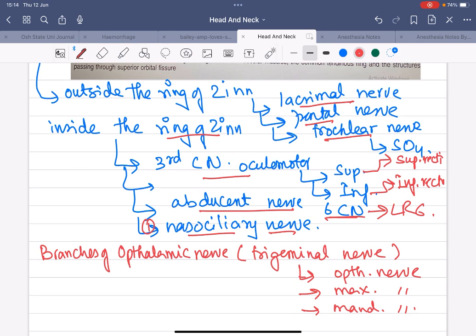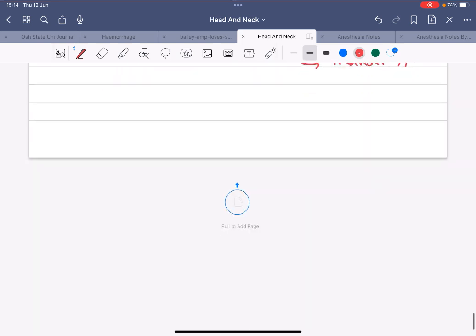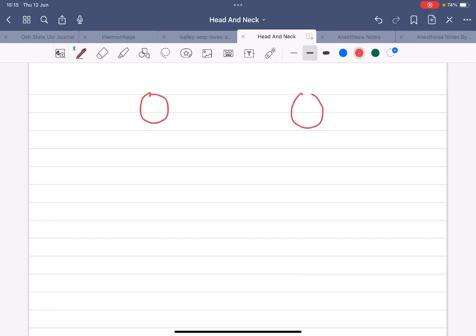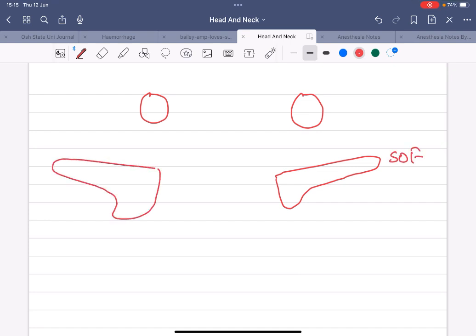This is an ophthalmic nerve branch, this is an ophthalmic nerve branch, and the nasociliary nerve is also an ophthalmic nerve branch. So we will make one more diagram, it will make your life easier. See here, all students. This is the orbit. This is your superior orbital fissure.